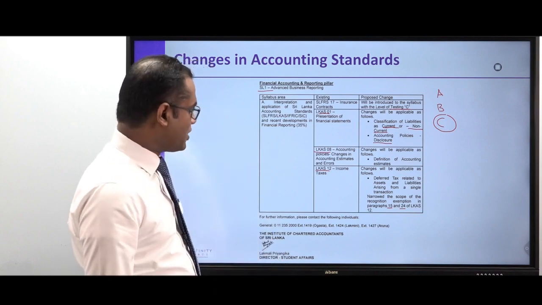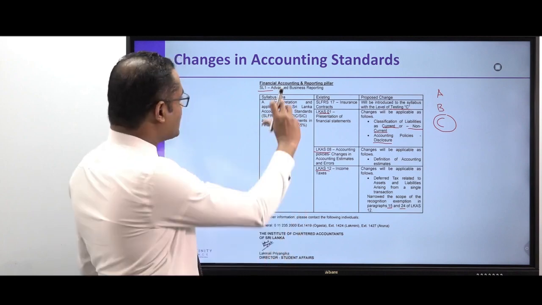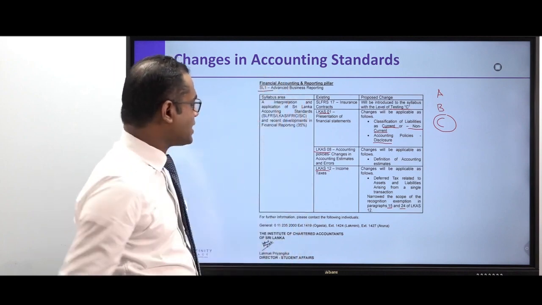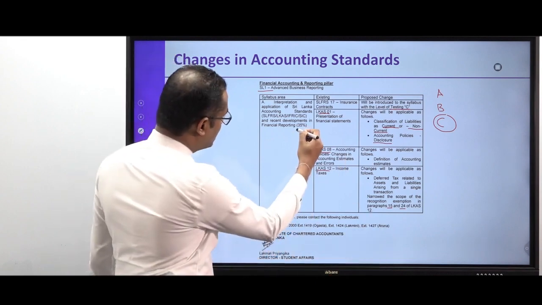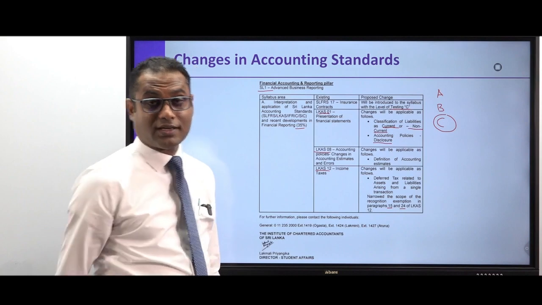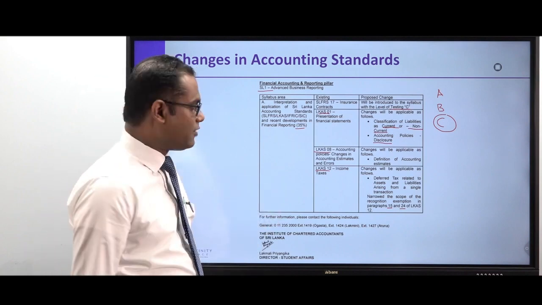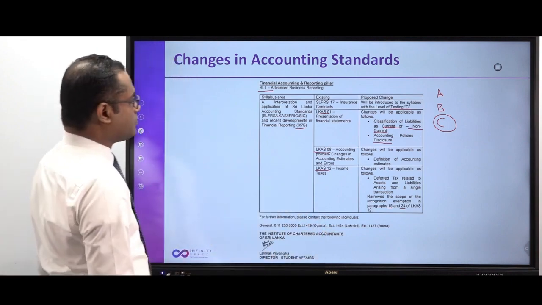So in brief, these are the main changes which have happened in the financial accounting and reporting pillar, or in terms of the accounting standards applicable for your syllabus. And as I mentioned, accounting standards consist of altogether 35% weightage when it comes to your paper SL1. Right. Moving on.